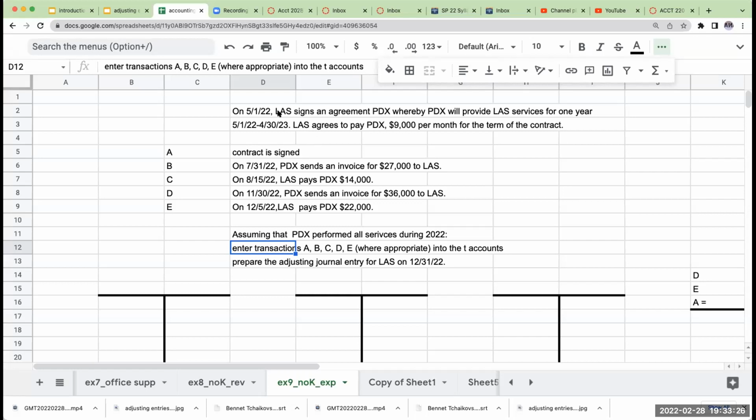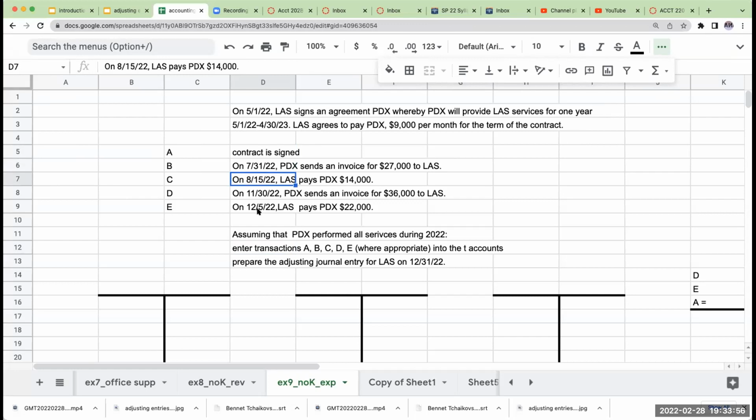Okay, so right over here, we are at 5/1/22. We're heading on our airport themes. We have LAS signing an agreement with PDX, whereby PDX will provide services for 1 year from May 1st through April 30th. LAS, or Los, agrees to pay PDX $9,000 per month for the term of the contract. So the contract is signed, and on July 31st, PDX sends us an invoice.